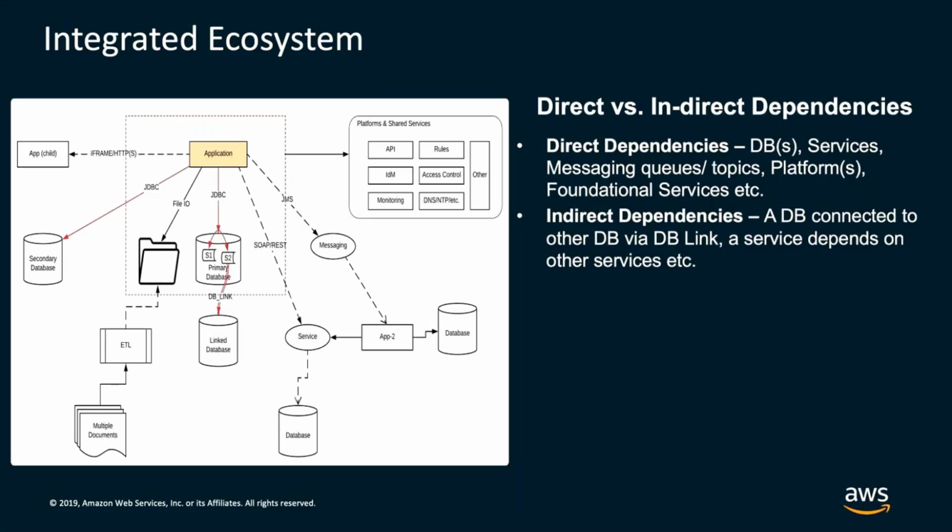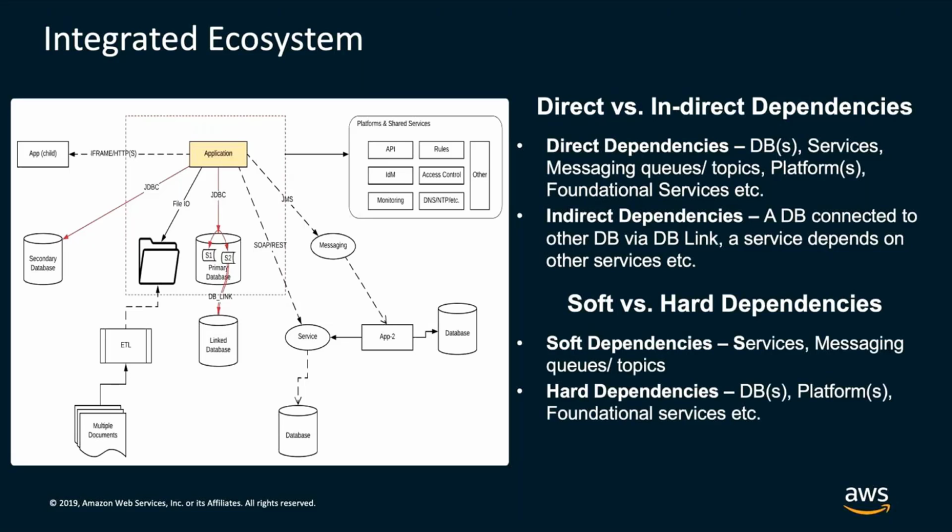These dependencies could also be soft dependencies or hard dependencies. For example, the database is a hard dependency, and the services or messaging layer is a soft dependency. What do we mean by soft dependency? It means that the latency of that dependency may play a role in the performance of an application, but it may not be as critical as the latency of hard dependency elements like a database.